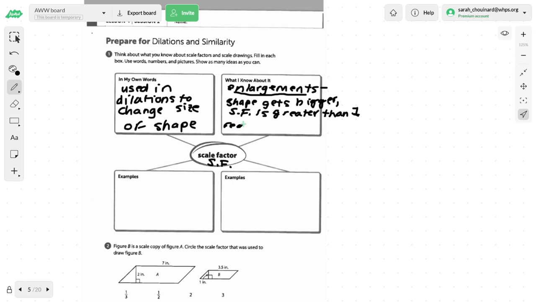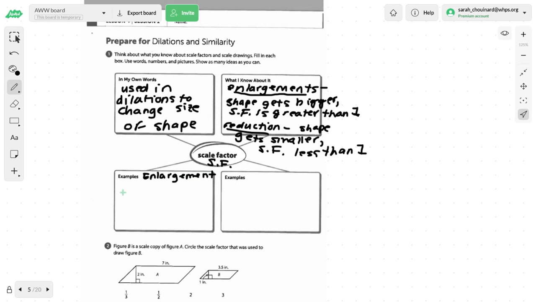We also have what's called a reduction. A reduction happens when the shape gets smaller. In this case, we're going to have a scale factor less than 1. So if I had a scale factor of 1/2, I would get smaller. Or if I had a scale factor of 3/4, I'd be getting smaller. So let's do one of each. Let's do an example of an enlargement.